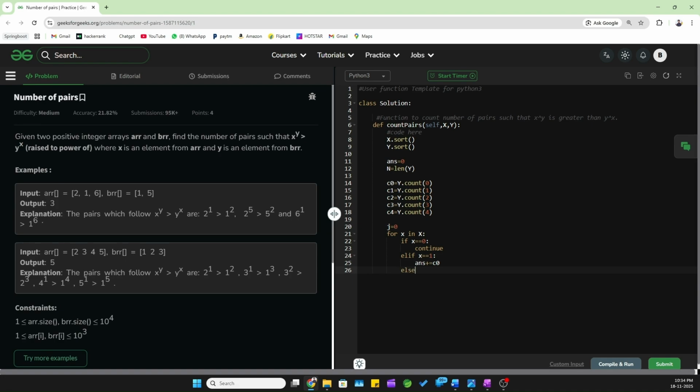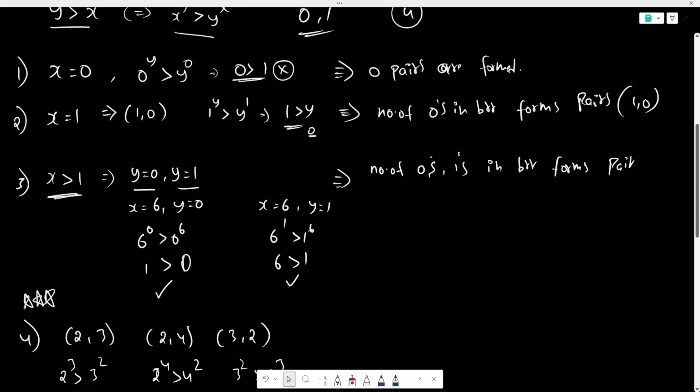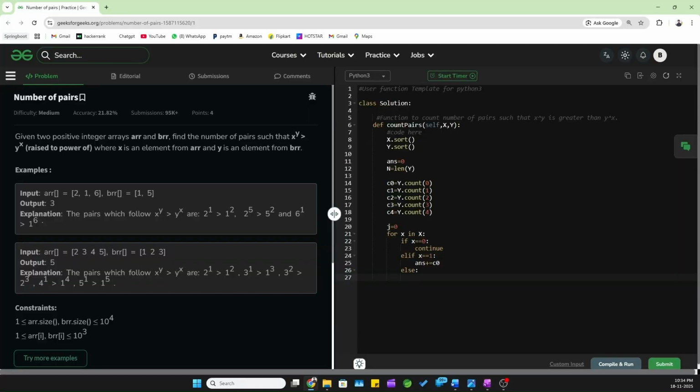So what will be the else case? Obviously my else case will be x greater than 1. So whenever my x is greater than 1, as I told, the number of zeros and ones in BRR will form a pair. So where are the number of zeros and ones? Here I have predefinedly calculated. So I just need to add them. Answer plus equal to C0 plus C1. That's it. Now, 3 exceptions are handled.